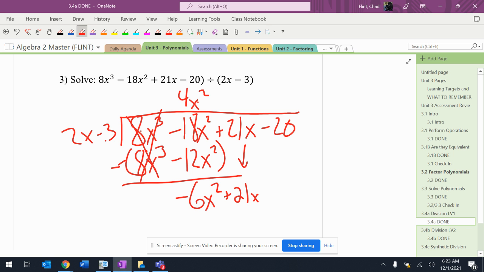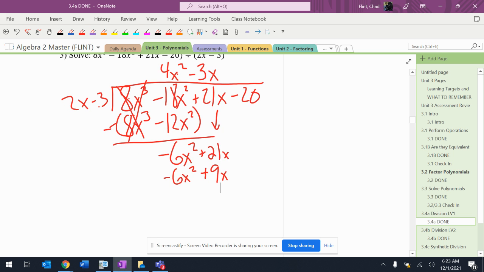Okay. How do I get a negative 6x squared multiplying by a 2x? This is the most important part probably out of all of this. Negative 3x times 2x is negative 6x squared. Negative 3x times negative 3 is plus 9x. Negative 6 minus 6 is gone. 21 minus 9 is 12x.